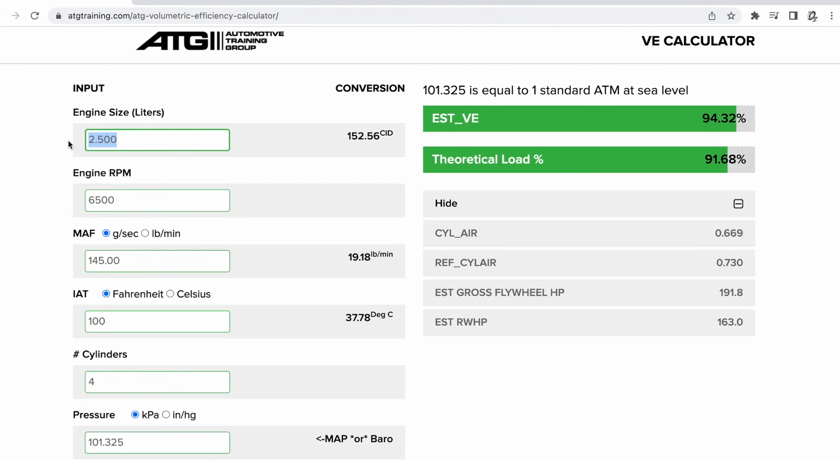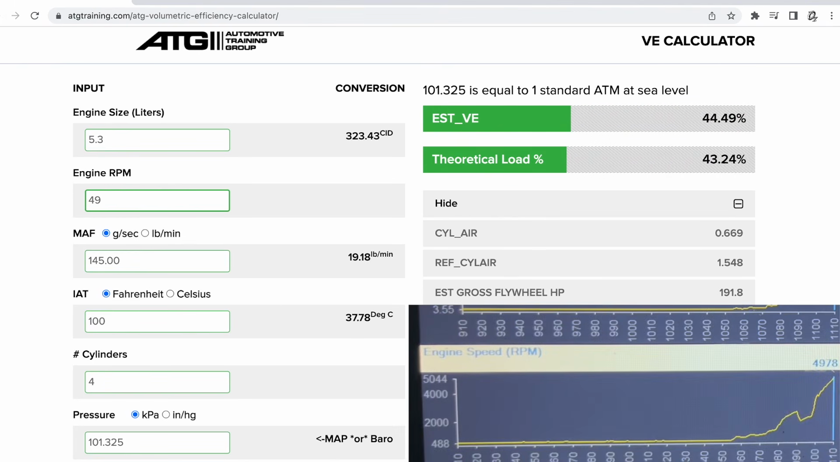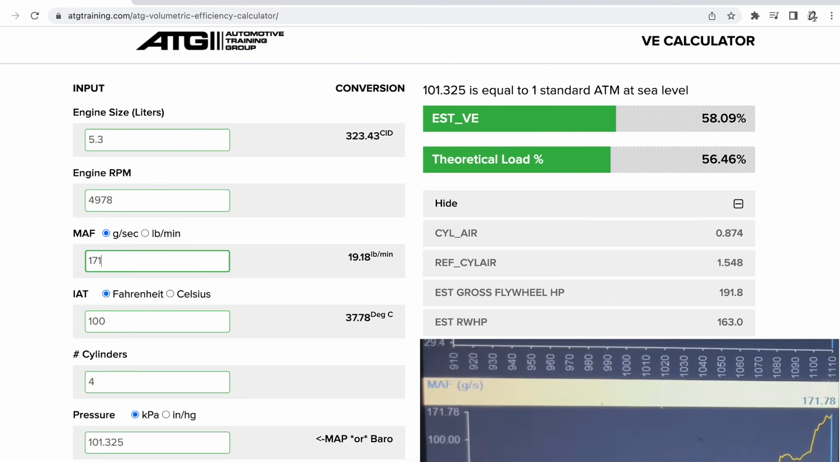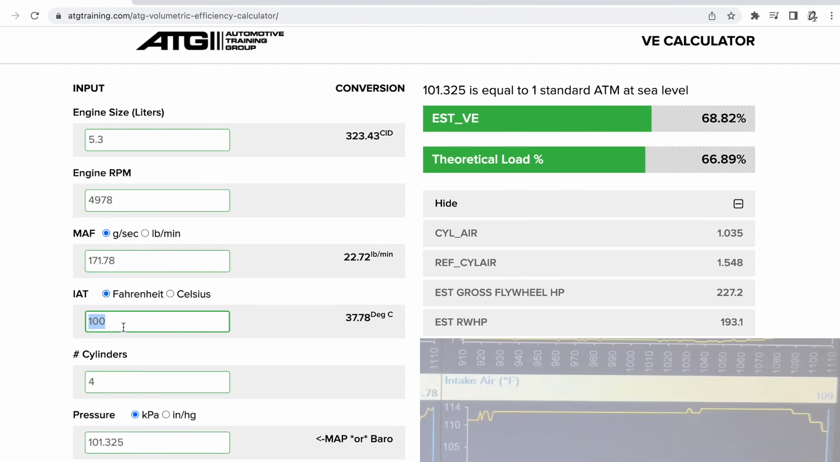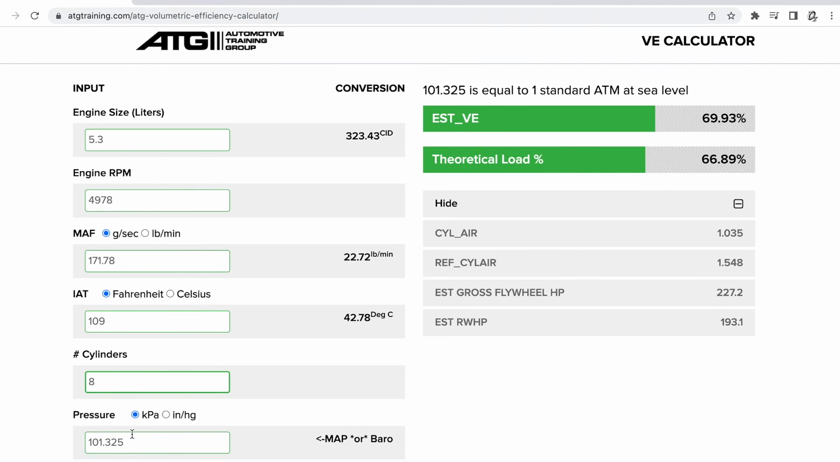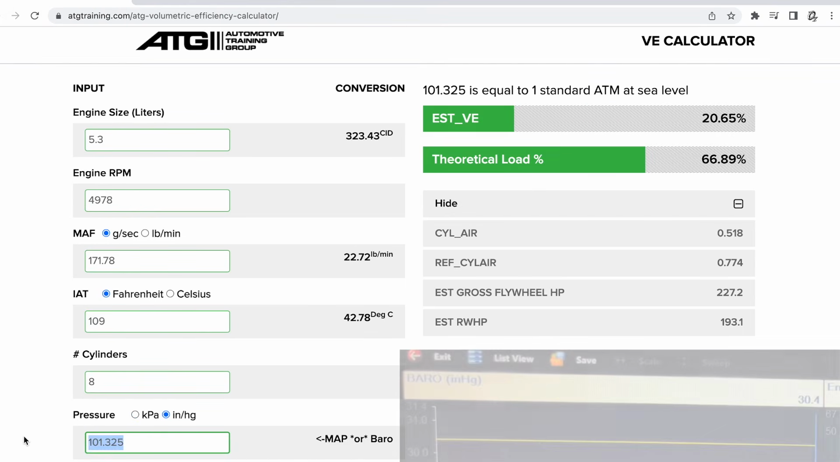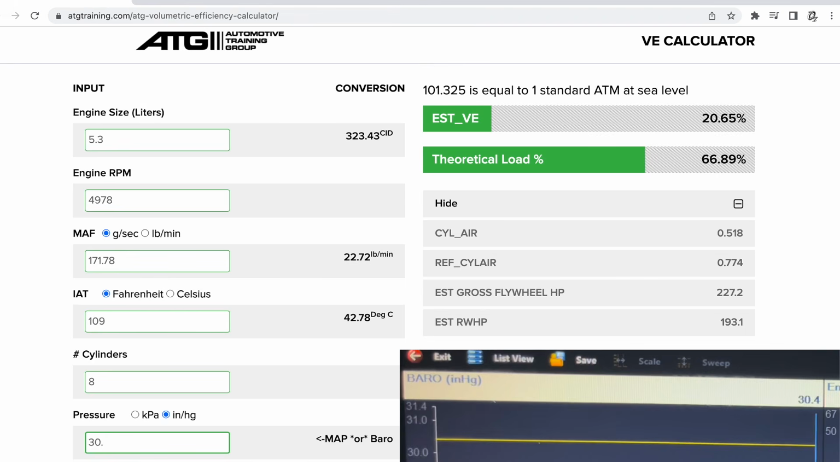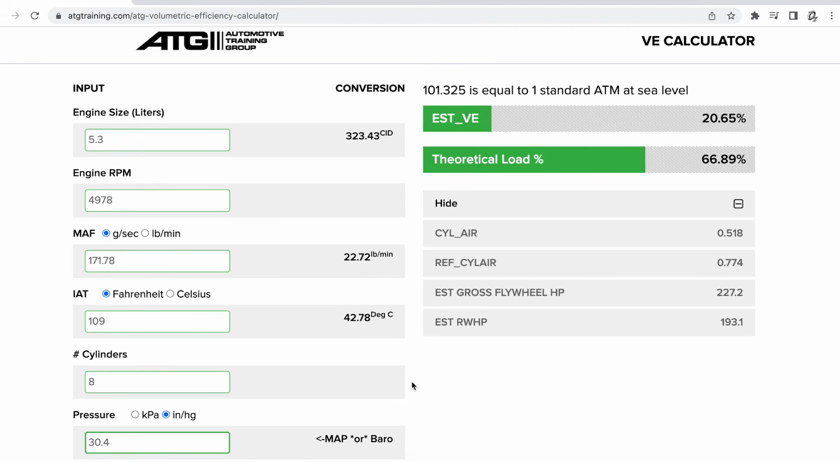We have to start off with our engine size. It's going to be a 5.3 liter engine. If we look at our RPM, we're reading 49.78. And our mass airflow sensor, we're reading 171.78. Intake air temperature sensor is at 109. We are running 8 cylinders. And for our barrel, we're going to go to inches of mercury, and then we're going to put 30.4. Let's see what we have up here.